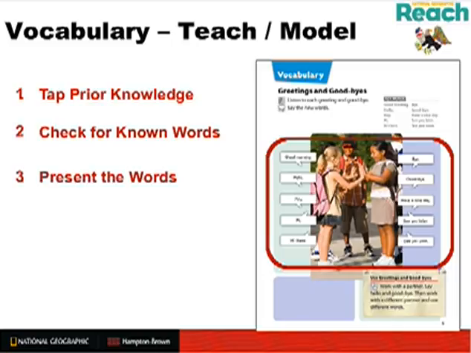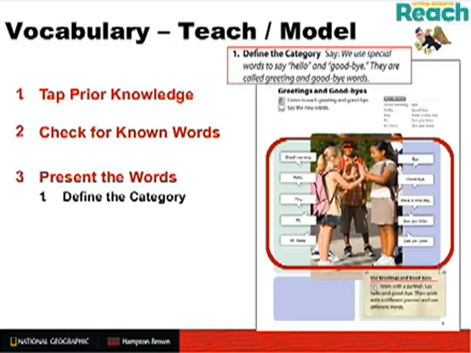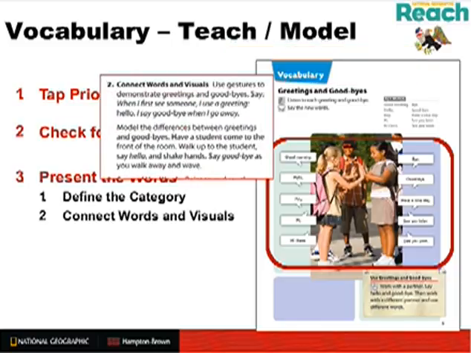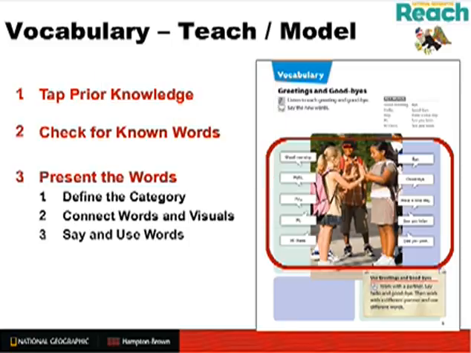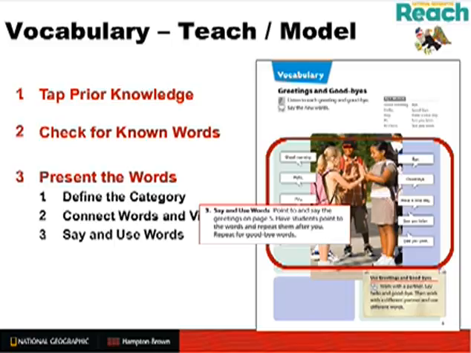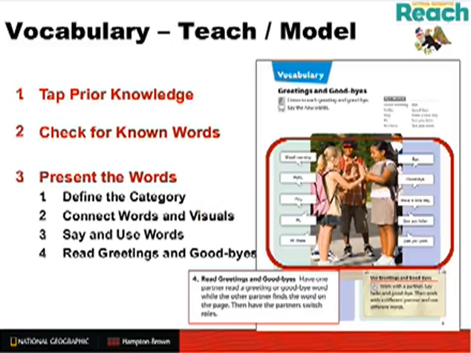Then we present the words. We define the category, we connect the words and visuals, we say and use the words, we read greetings. We define the category. For example, this one uses special words to say hello and goodbye. We connect the words and the visuals. We say and use the words. And then we read greetings and goodbyes. We put those words that we're learning into practice.